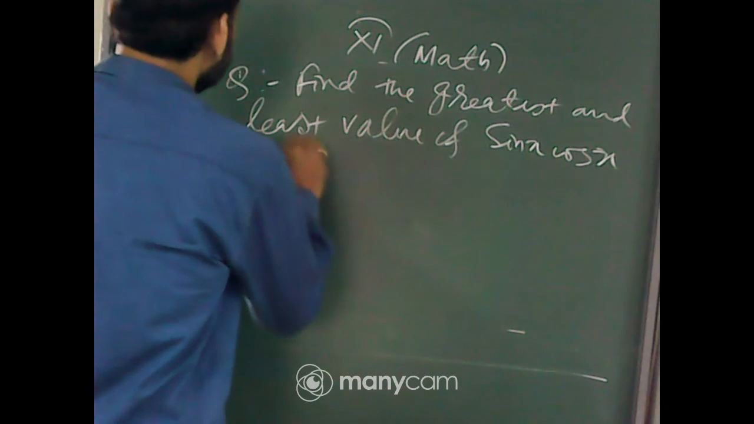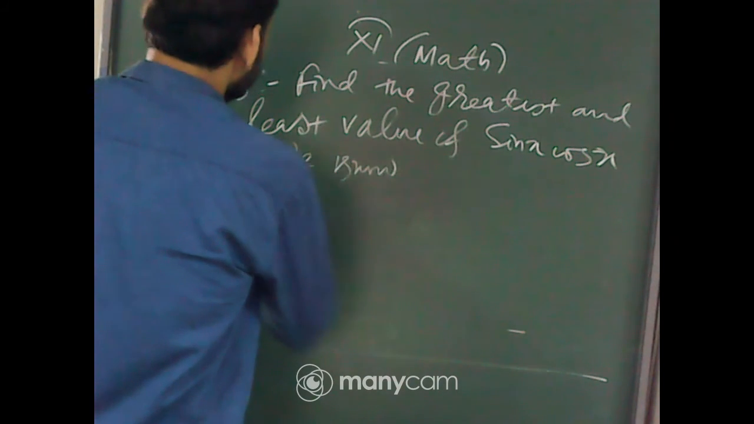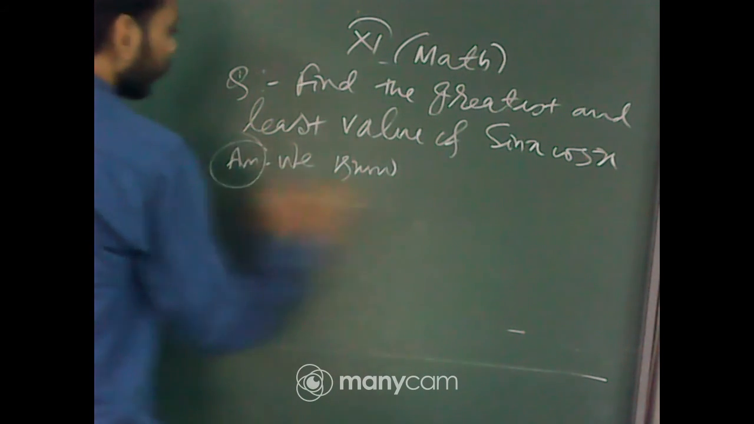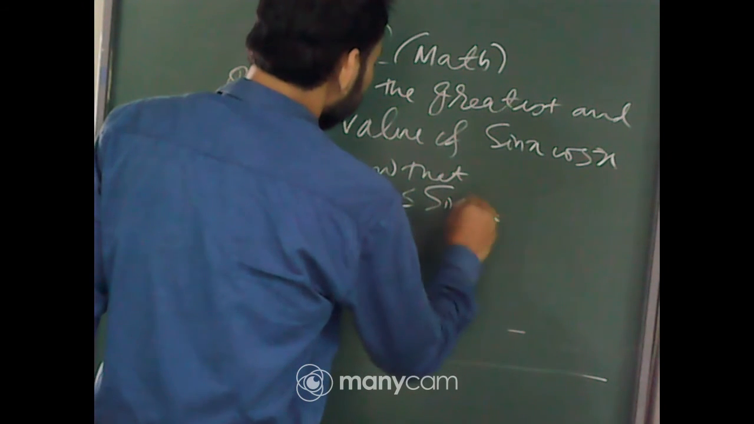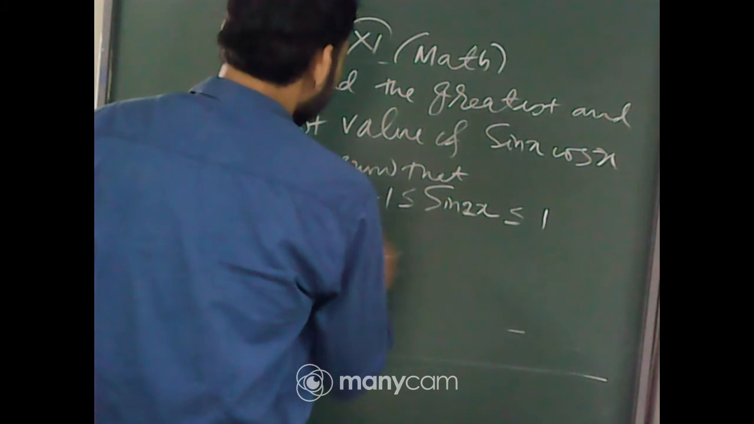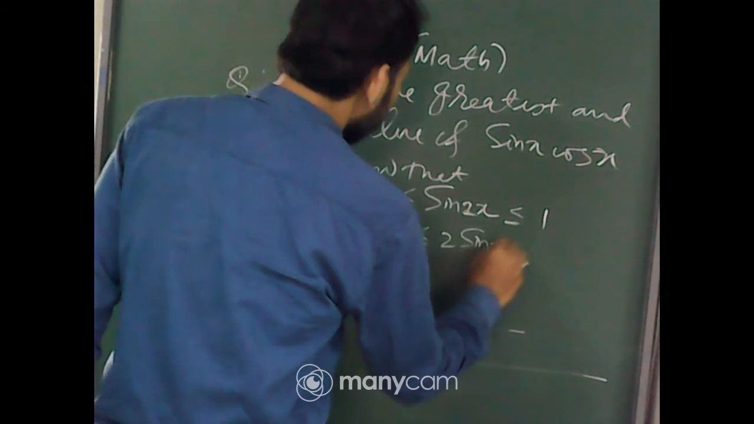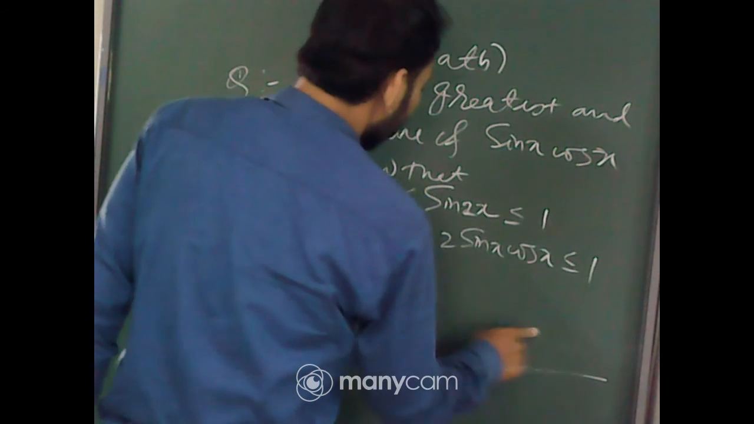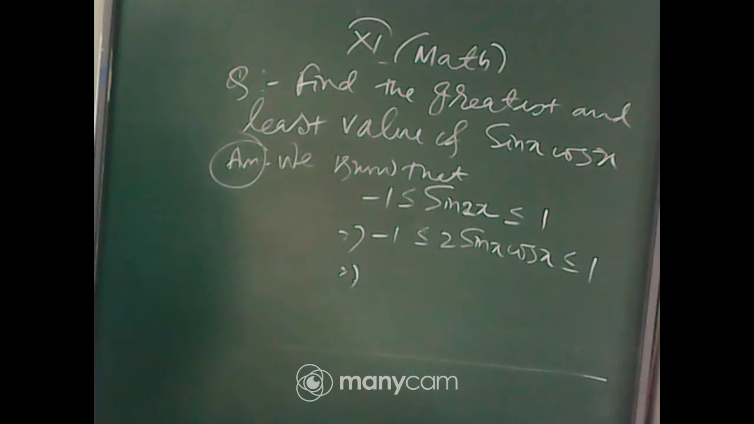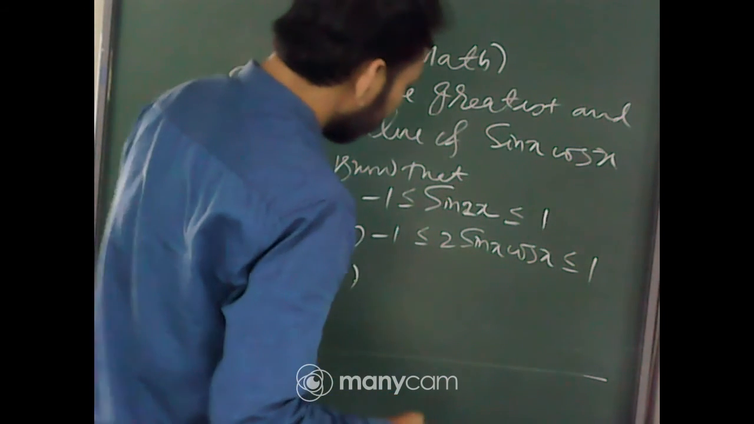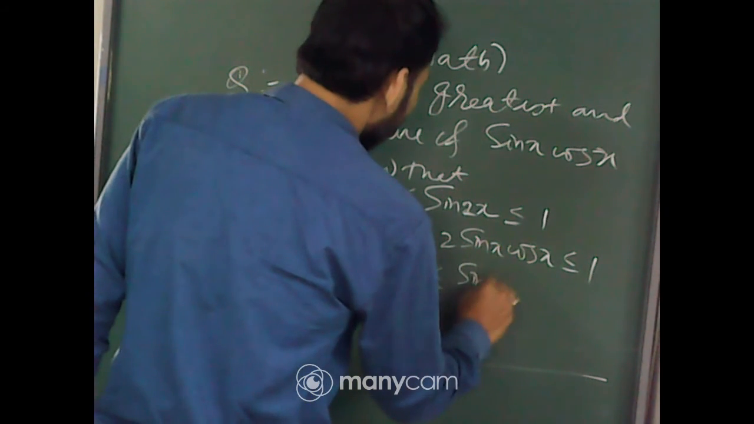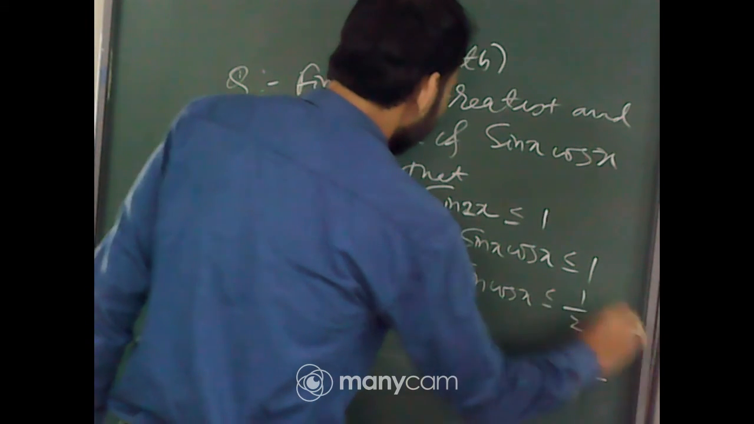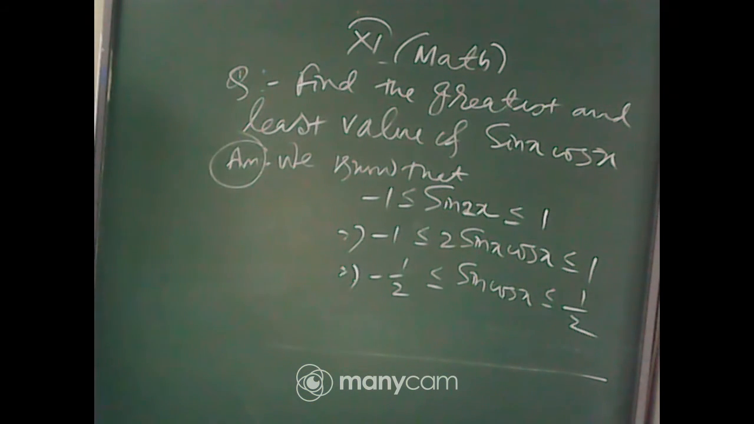We know that minus 1 less than or equal to sin 2x less than or equal to 1. So minus 1 less than or equal to 2 sin x cos x less than or equal to 1. Now divide both sides by 2. So minus 1 by 2 less than or equal to sin x cos x less than or equal to 1 by 2. So the greatest value is 1 by 2 and the least value is minus 1 by 2.